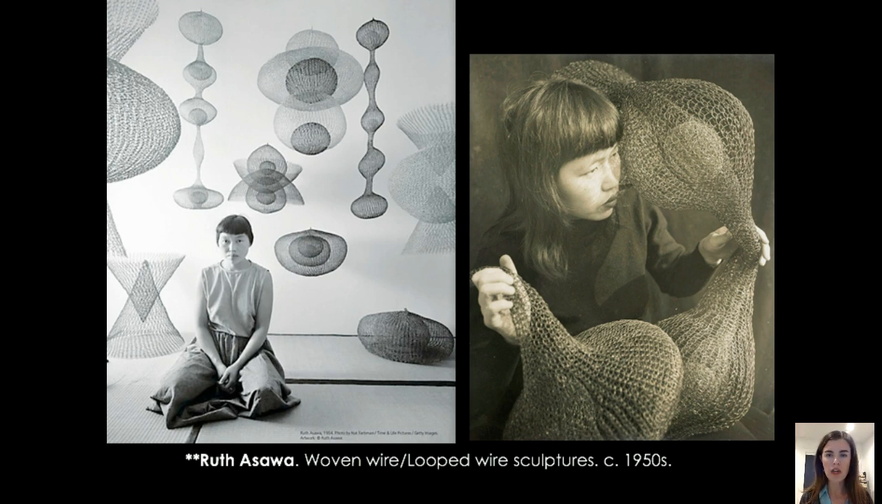She often used different types of wires, so they rust and take on different colors over time. She often would have shapes that hover within the looped wire, so you can see that here and here. And what I always find interesting is seeing how museums display these works. They often have different display strategies for how they're going to show Ruth Asawa's looped wire sculptures.